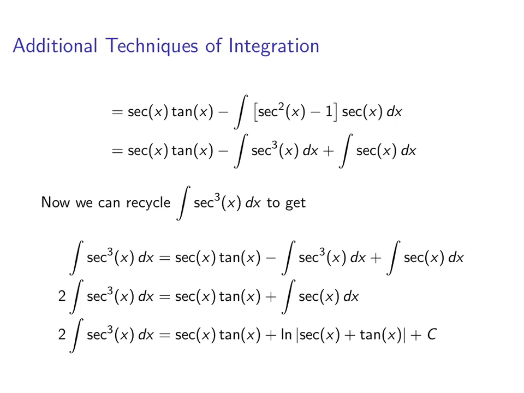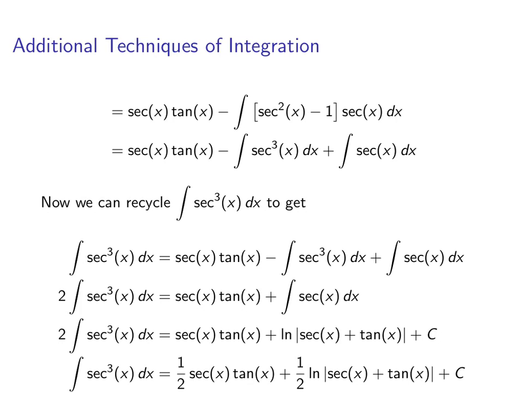Now we evaluate that integral. The integral of secant of x is log of the absolute value of secant x plus tangent x plus c. And to get our final answer, all we need to do is divide by 2. And again, in the course of doing recycling, we don't really have to divide the constant by 2. It's an arbitrary constant, so it could have been anything.